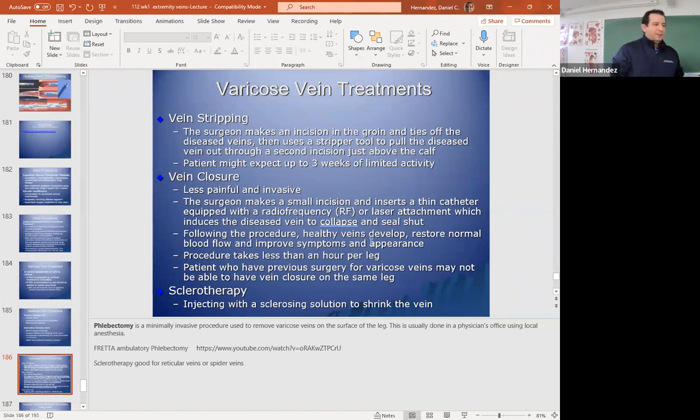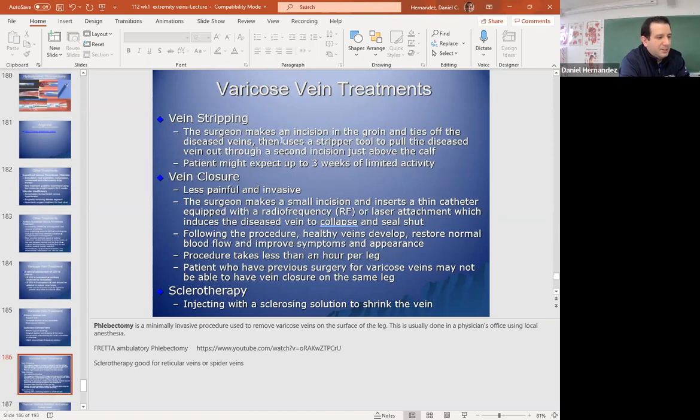Some of the older methods that you may encounter is something called vein stripping. So with this, surgeons make an incision in the groin that ties off the diseased vessel and then uses a stripper tool to pull the diseased vein out through a second incision. Patients might expect up to a 3-week recovery from that.